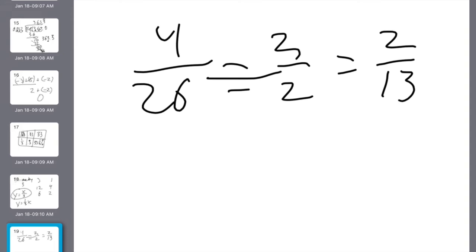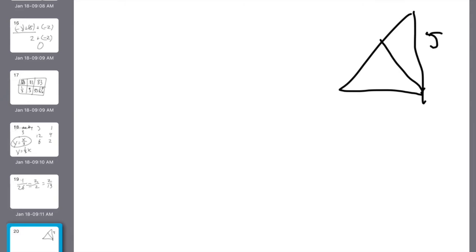Number 15. In the figure below, AB is the same as AD, which is the same as BD, which is the same as CD, which is all 5 centimeters. The measure of angle ABC is 90 degrees. Refer to the figure to answer 15 through 17. So I'm going to draw this thing over here. I did not do a very good job drawing that, but this is 5 because AB is the same as AD.